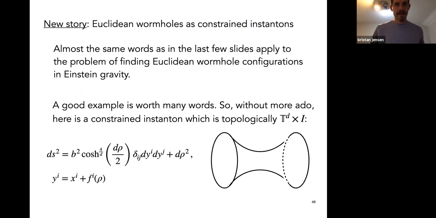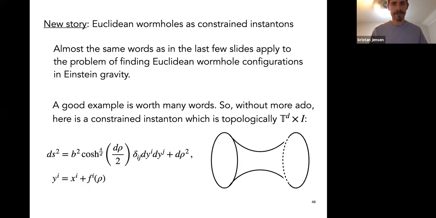All these words apply to the problem of finding Euclidean wormhole configurations in pure Einstein gravity. Rather than say a lot of things, let me just give an example. Consider this Euclidean metric that I've indicated here. This is topologically a d-dimensional torus times an interval. It's a fairly simple form. It's labeled by some parameter b, as well as by some functions f that index a relative translation of one boundary compared to the other. And this is an example of the Euclidean wormhole. It's a constrained instanton in this language. It's not a solution to the field equations, but it's the next best thing.